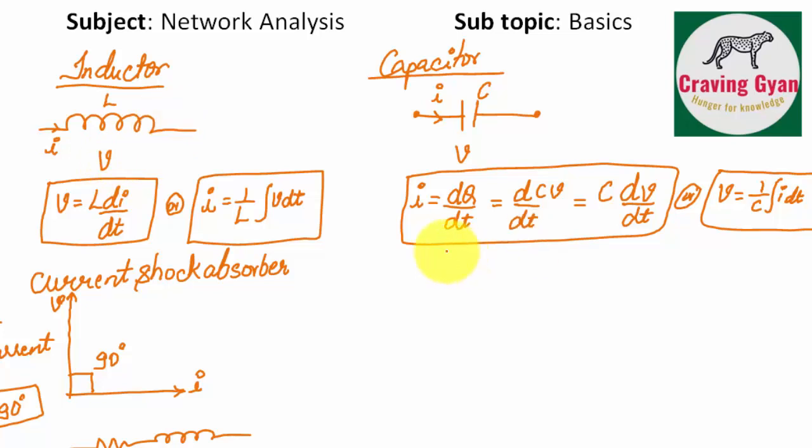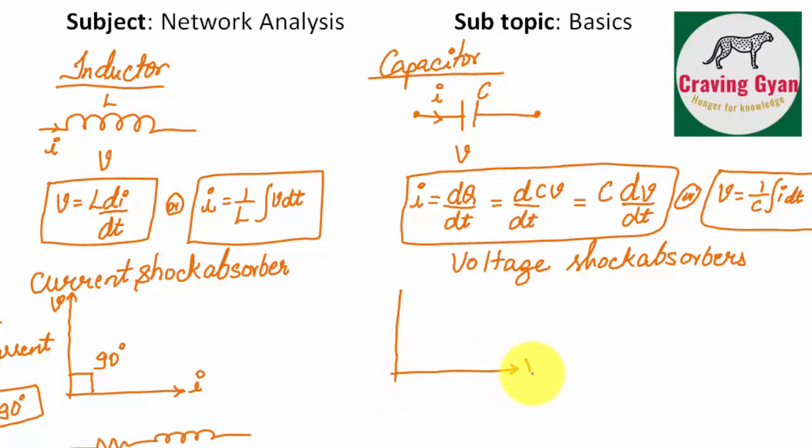A capacitor does not allow any changes in voltage. So it is referred to as what? Voltage shock absorbers. Now let us try to plot voltage versus current.